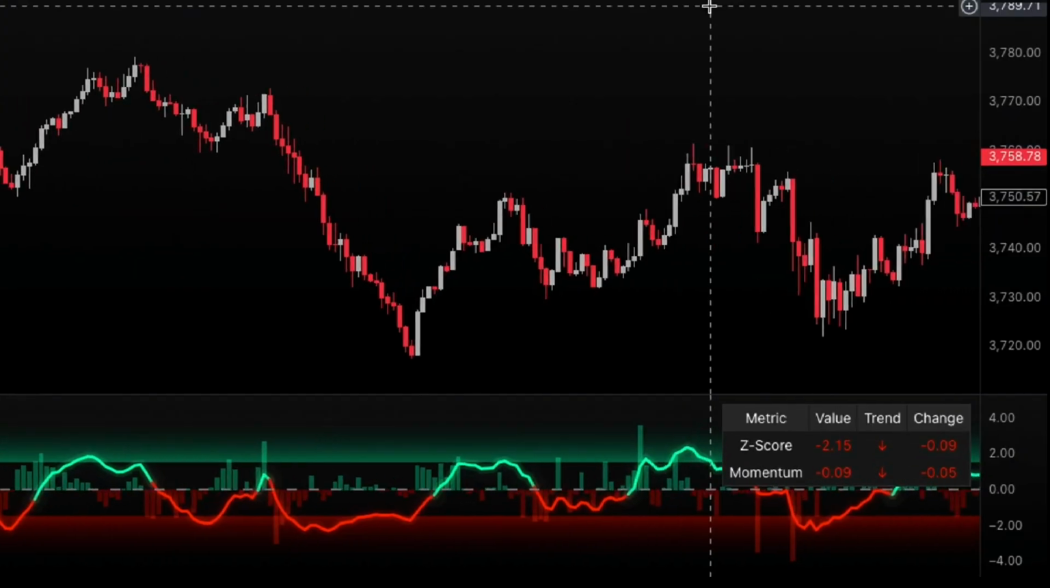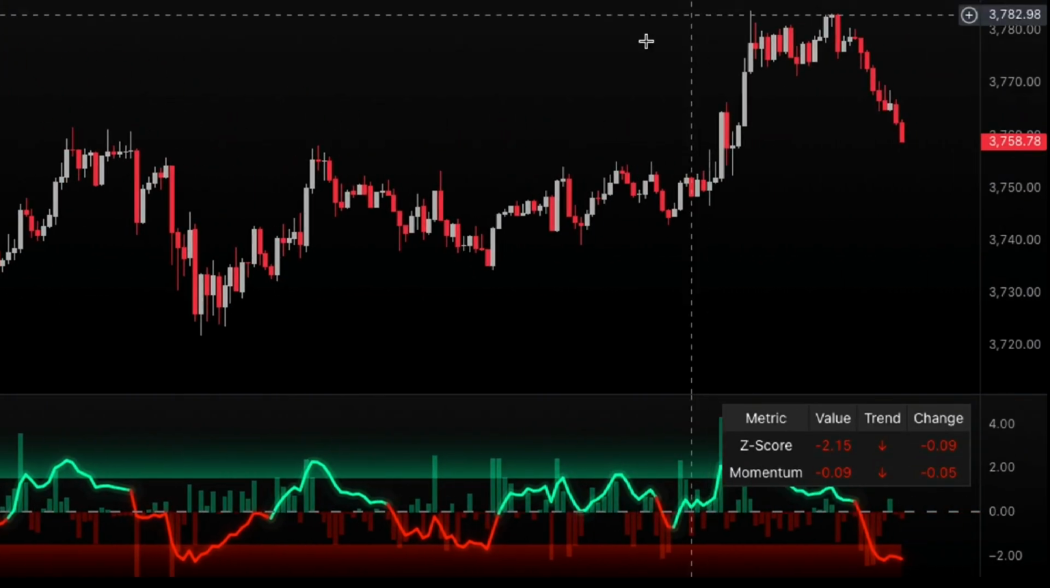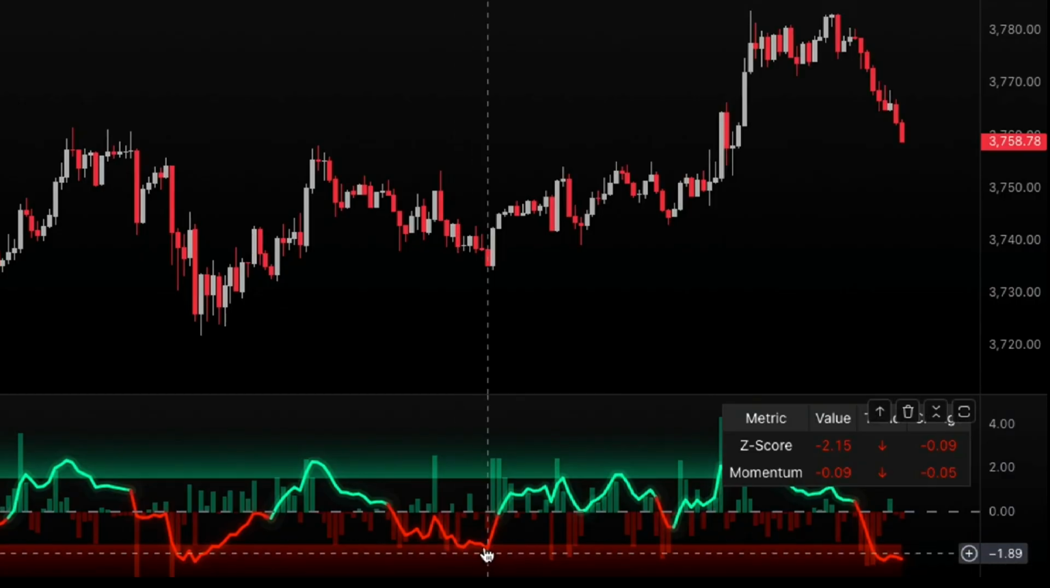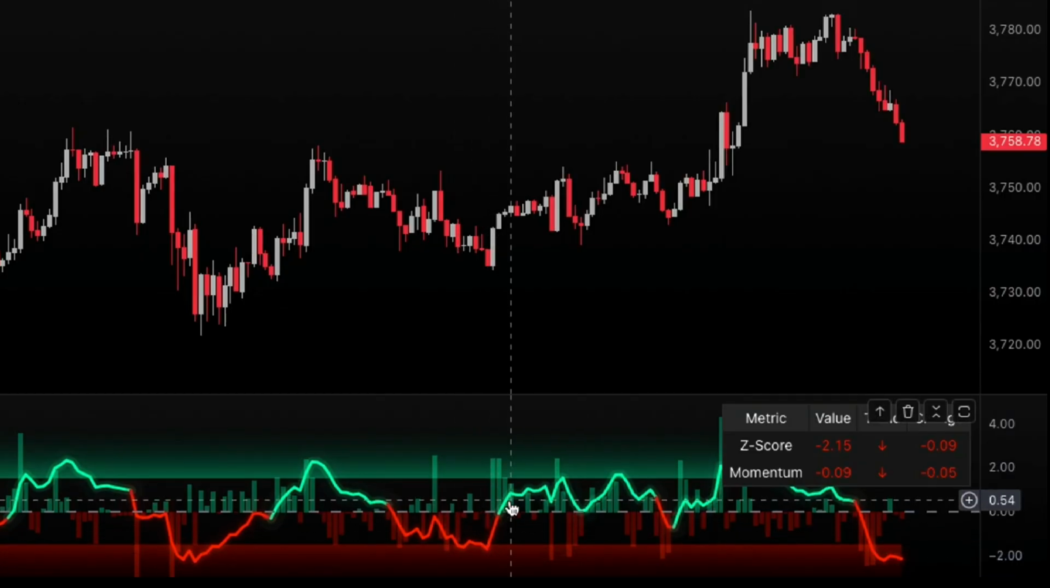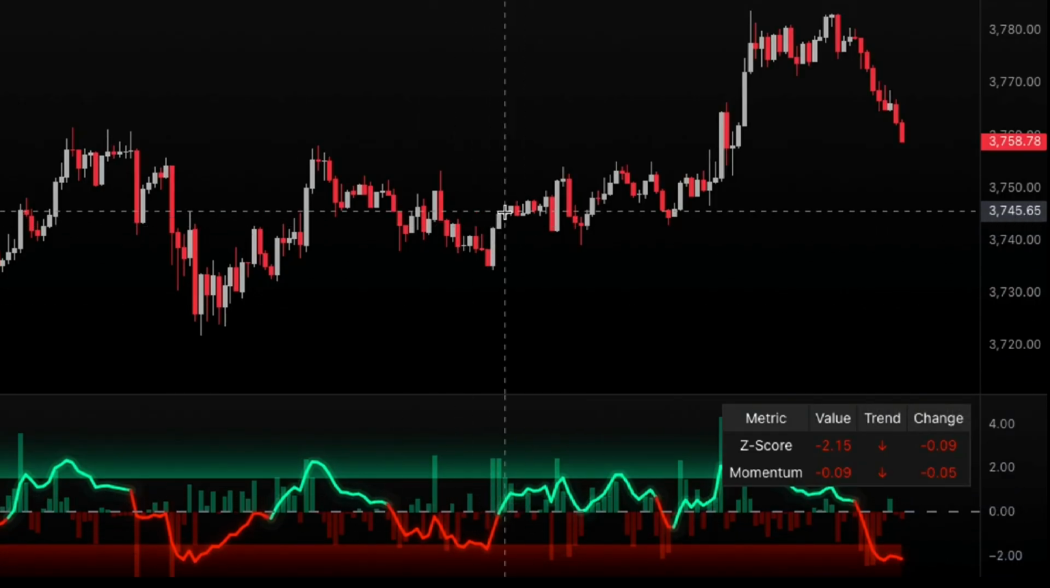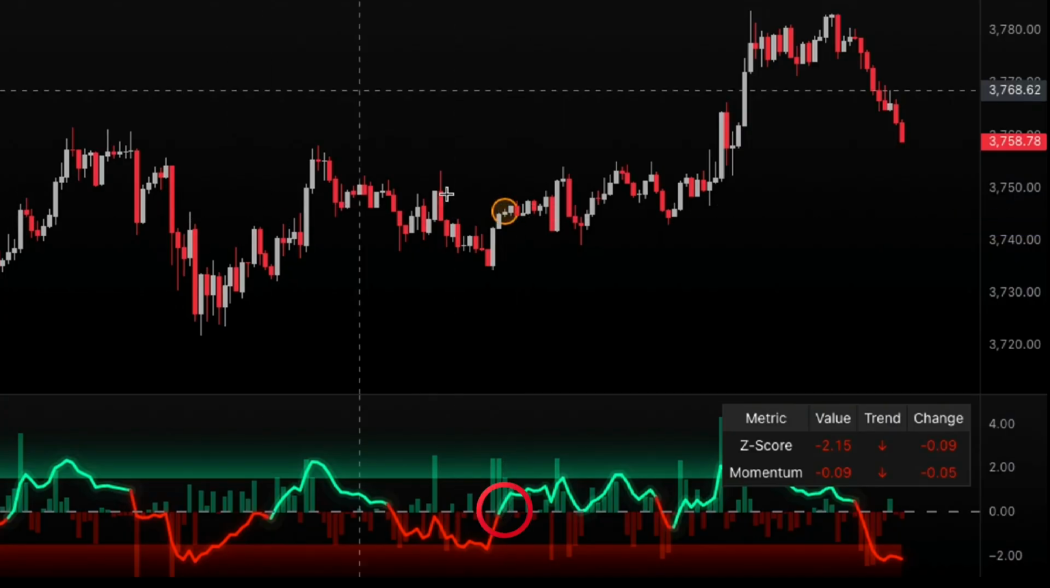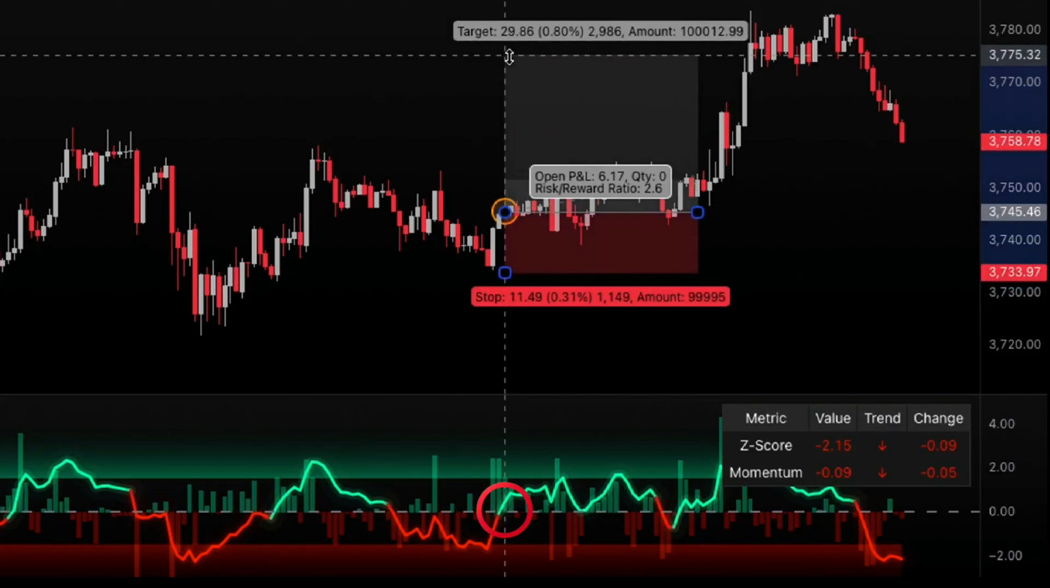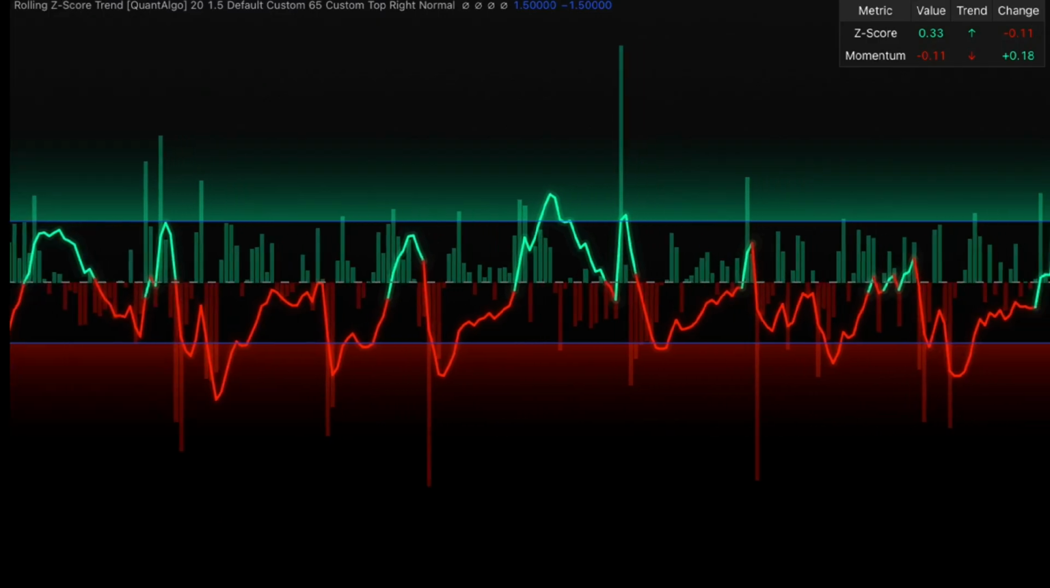Here's a quick example. Let's say you're looking at gold on the 15-minute chart. The Z-score drops to -2. That's your signal to pay attention. It starts rising, crosses the zero line, and the candle closes with the Z-score above 0. That's your buy.